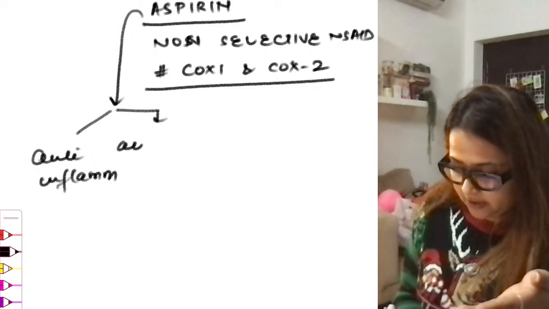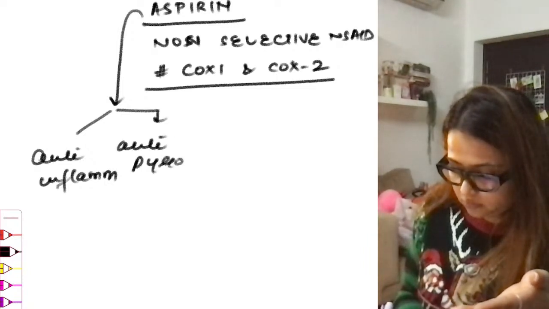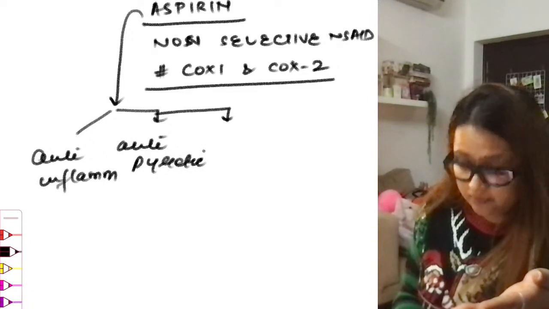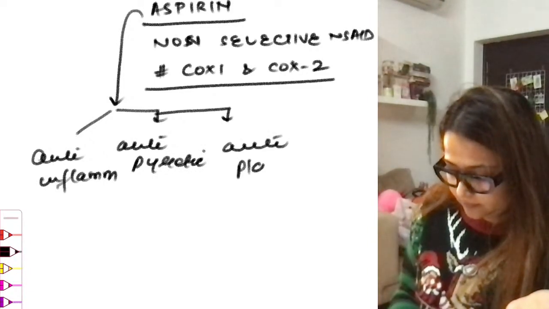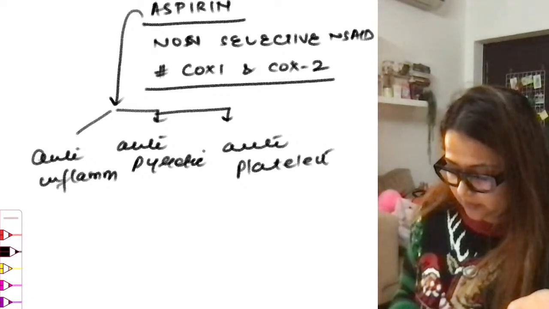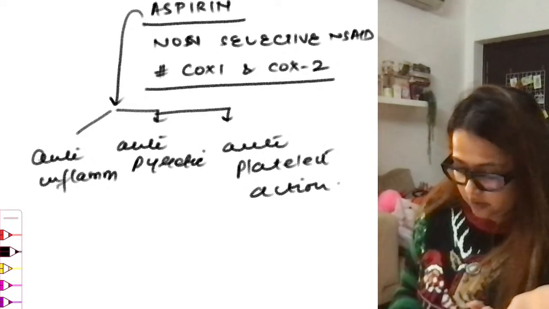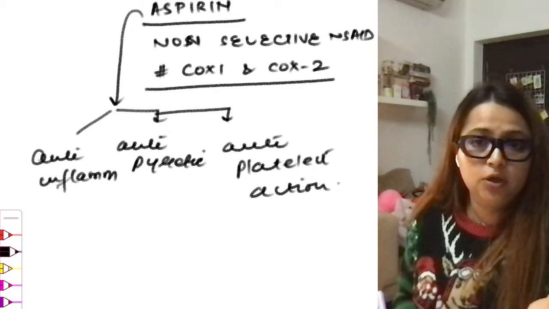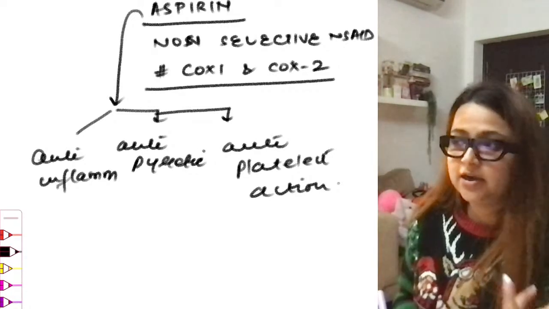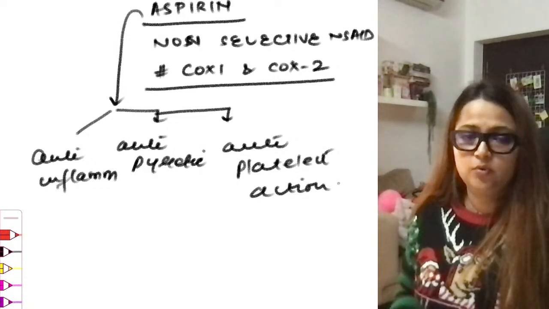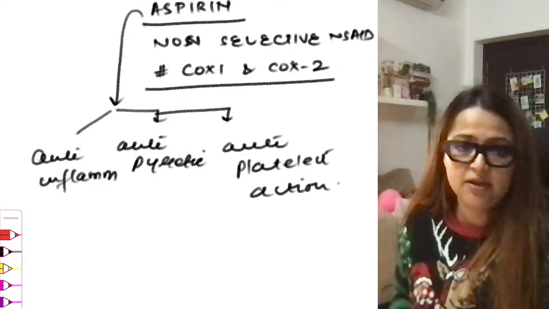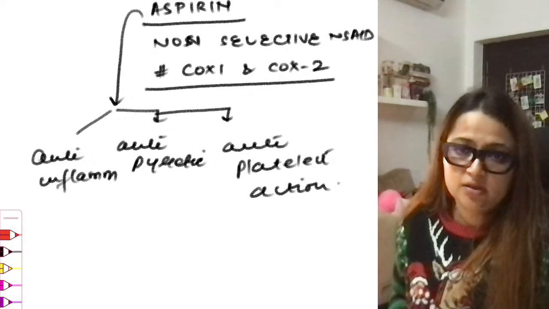So apart from having anti-inflammatory action, aspirin has antipyretic action. That means it could be given in fever. Then it also has anti-platelet action, all right. So you might have seen patients who are being put on low dose aspirin if they are at increased risk of getting an MI, all right. So pre-existing patients who have coronary artery disease are being put on low dose aspirin.